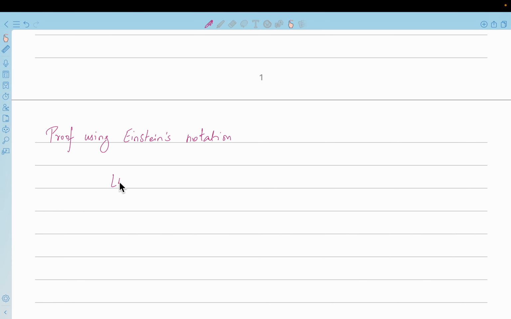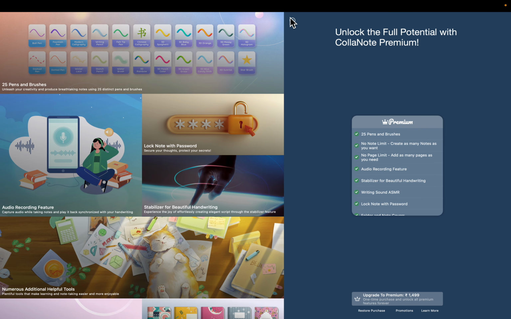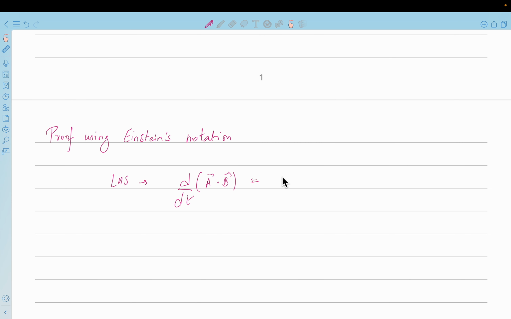So we start with your left hand side, which is d by dt of A dot B. And remember, how did we write A dot B? It's nothing but d by dt of AiBi. Apply the chain rule on this. That's Ai d by dt of Bi plus Bi d by dt of Ai.